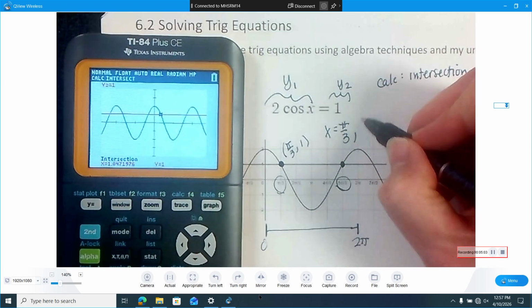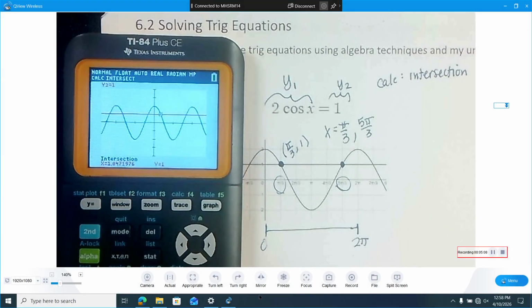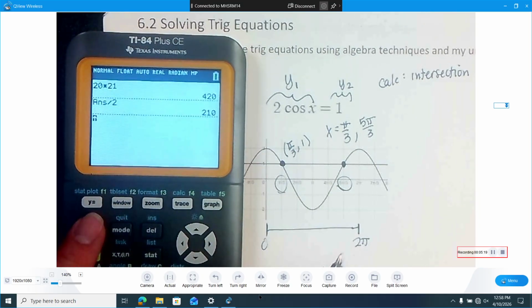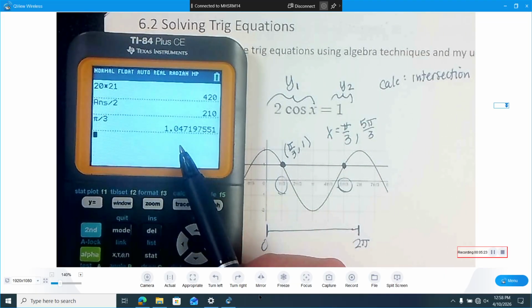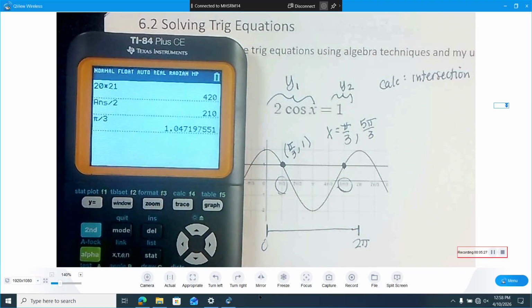Yeah, and 5 pi over 3. So those are the two solutions for this particular equation on a 0 to 2 pi interval. But it's a great way to check. So I'm getting 1.047. If I type in pi divided by 3, you can see it approximates to 1.047. So it's a great way to check your solutions and make sure you're correct.